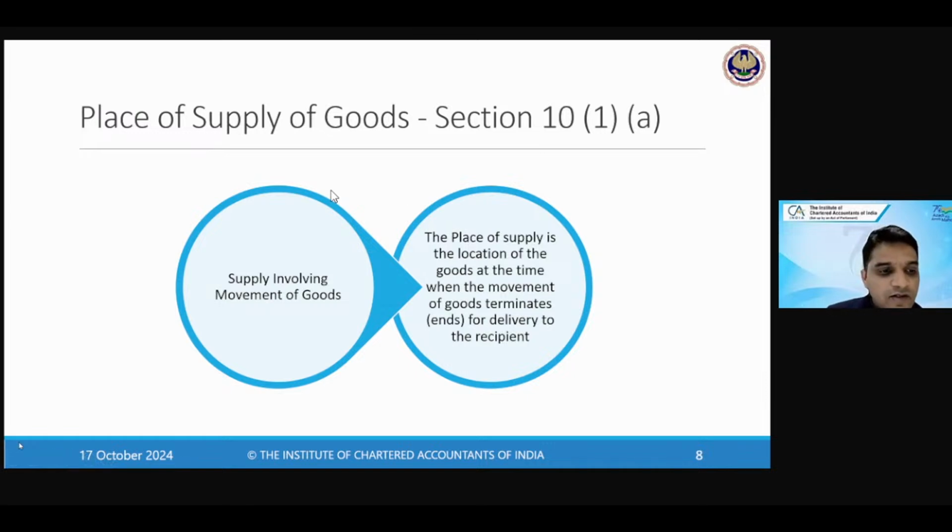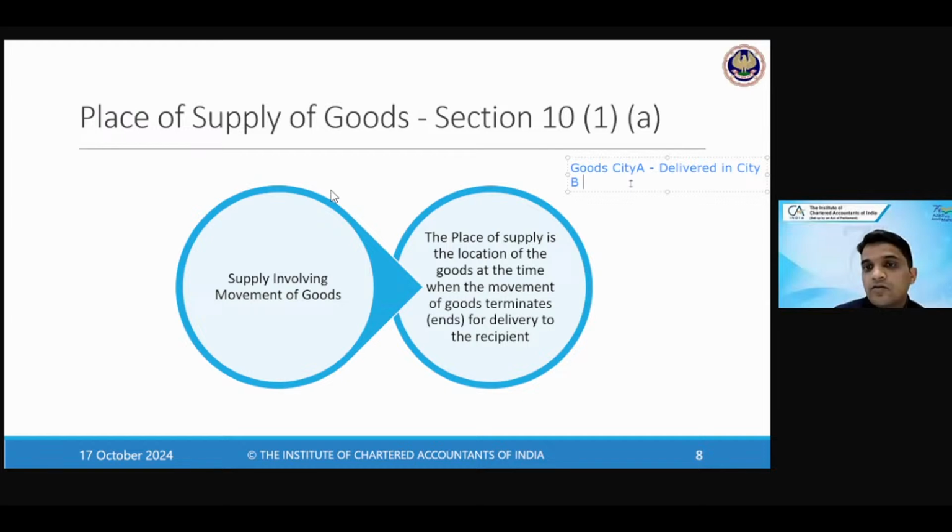Now let's take some examples to understand this. Goods are there in city A and you have a contract to get the goods delivered in city B. Now, in this case, what is the place of supply? Simple. It is city B, because that is where the termination of movement ends.